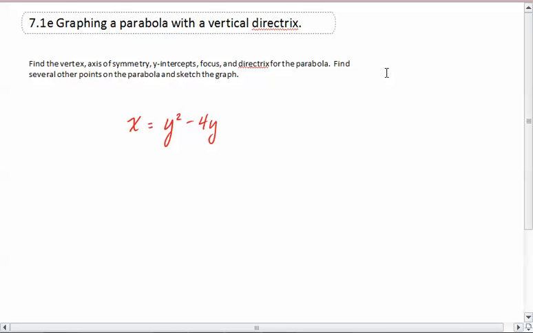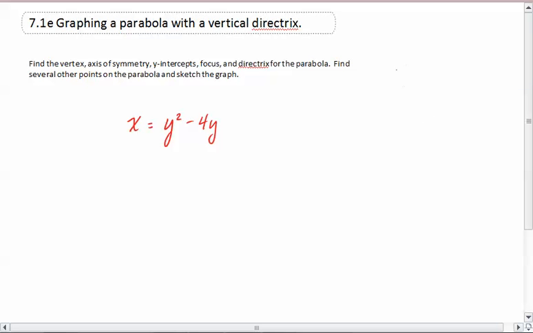Okay, so we're going to take a look at graphing a parabola with a vertical directrix. If you've been watching the previous videos, you know that if the directrix is vertical, then the parabola has to open left or right, right? Because the opening is perpendicular to the direction of the directrix.